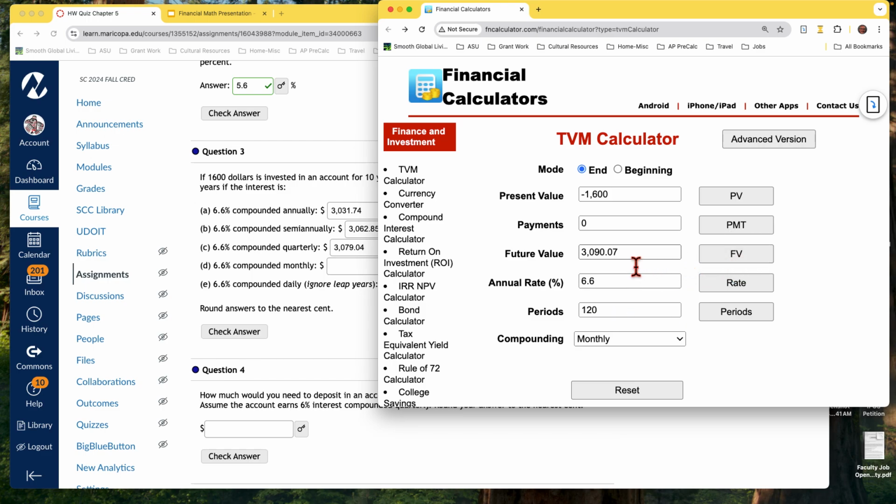It's now 3,090. So notice it's about $60 more than what we started with, just getting annual compounding. Oops. Try that again. Copy.